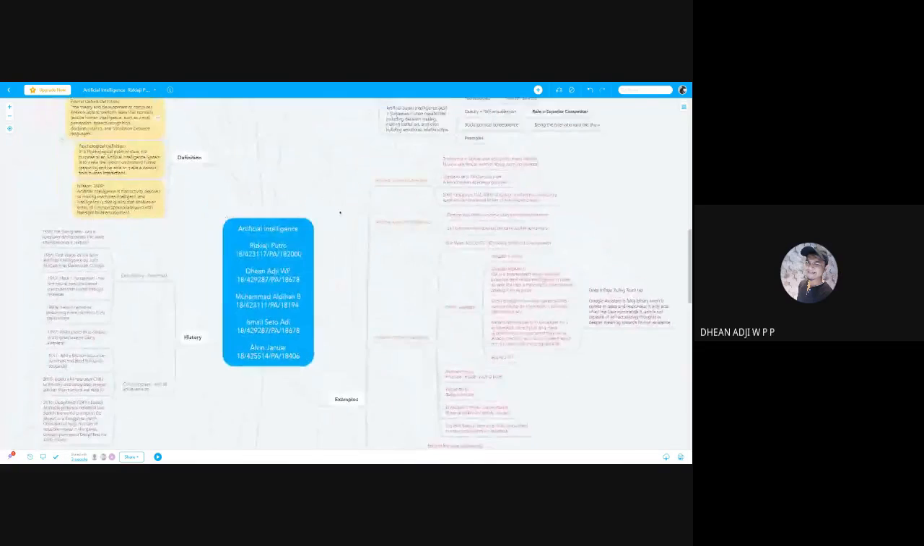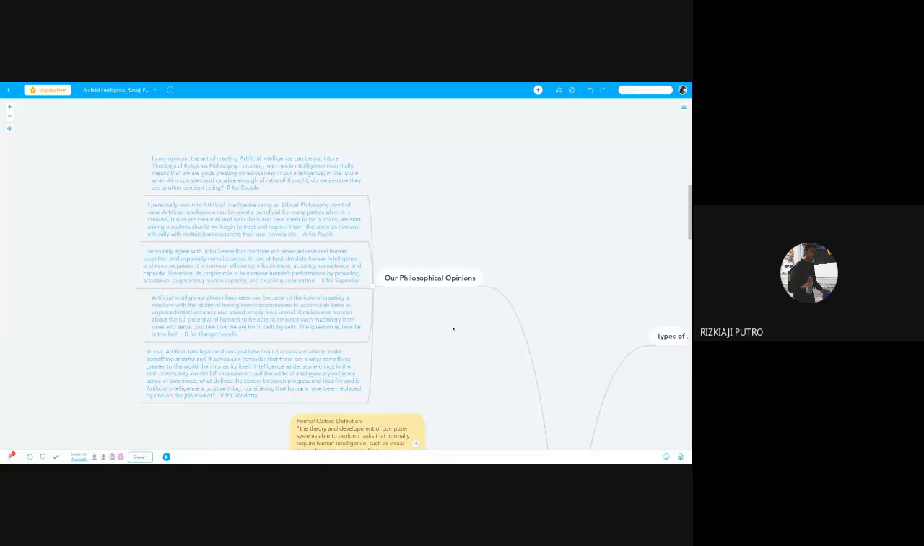Okay, thank you, Dean, for your examples. And at the risk of sounding too long, we want to go back to the point about computer philosophy, which the other half would be philosophy. And in this mind map, we included our own philosophical opinions. We'll just go through ours real quick.